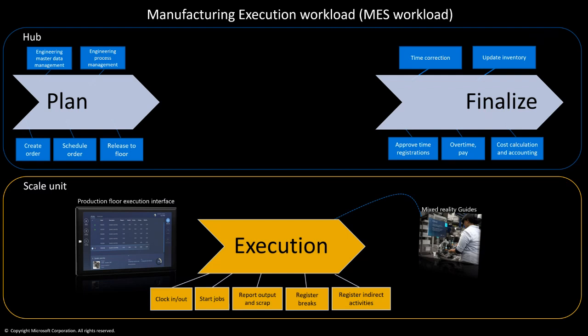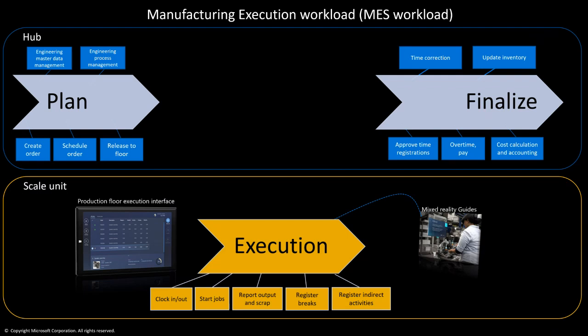Once it's on the scale unit, via the production floor execution interface, we can now transact against those orders on that scale unit. Here you can see we can perform actions such as clocking in or out of jobs, starting jobs, reporting the output and the scrap, registering breaks, registering indirect activities, etc. Also to note is that if you are using mixed reality guides, these would also work on these scale units. So if connectivity were to get lost, those would continue to work as well on these scale units.